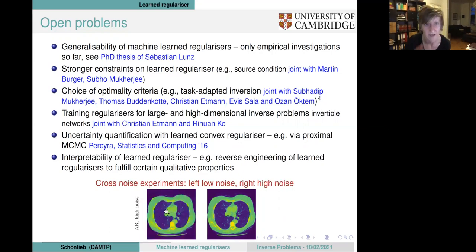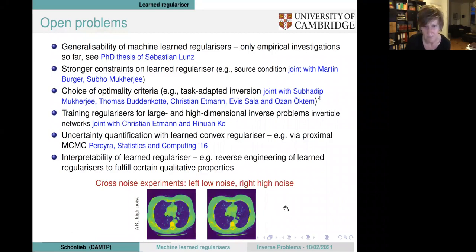What else do we have? Yeah, cross noise experiments. So this is also interesting. Here the adversarial regularizer is trained on high noise, on the distribution PN. And here you see how it looks if you apply it to low noise CT measurements. And here again on the right, you see how it looks when you apply it to high noise measurements.